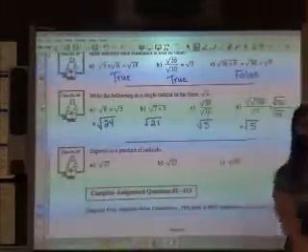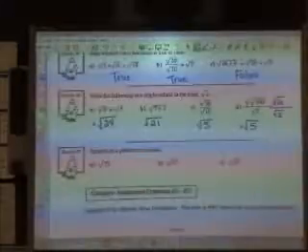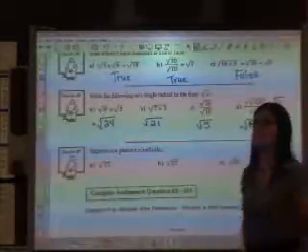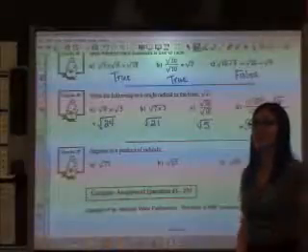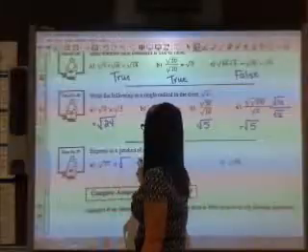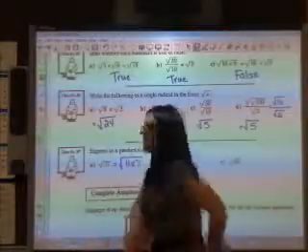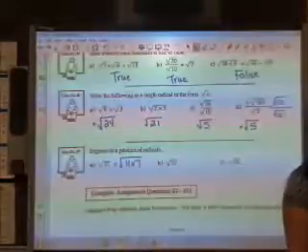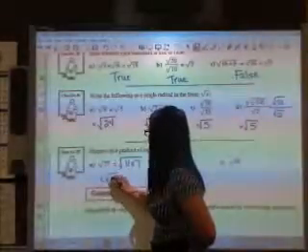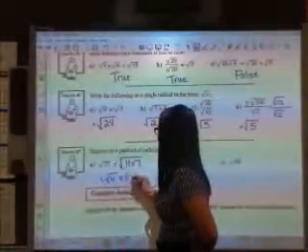Expressed as a product of radicals. How could I take the square root of 77 and write it as a product of two radicals? What would I get? 11 times 7. Can I write 7 times 11? Yep. So then I could split this up, the square root of 11 times the square root of 7.